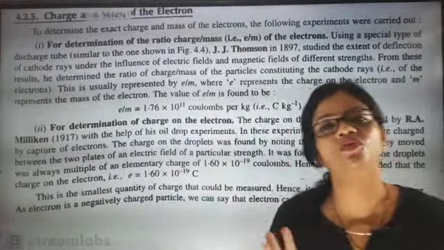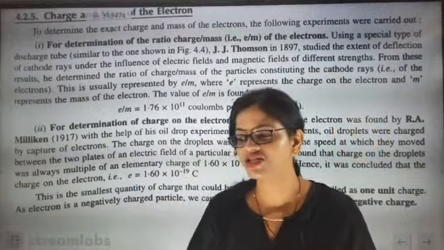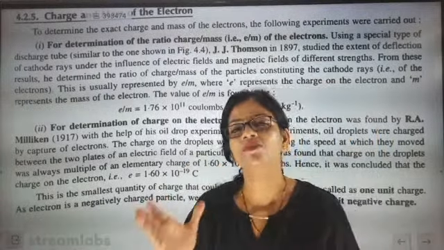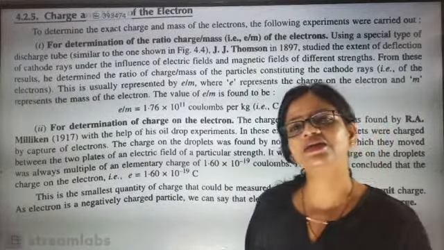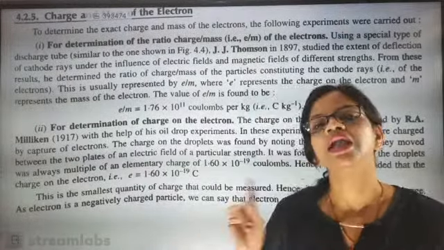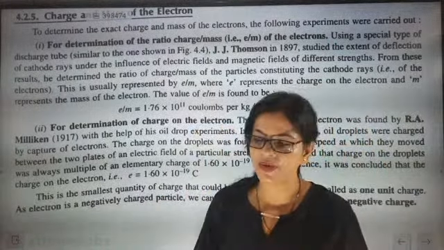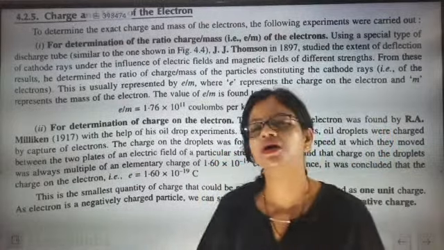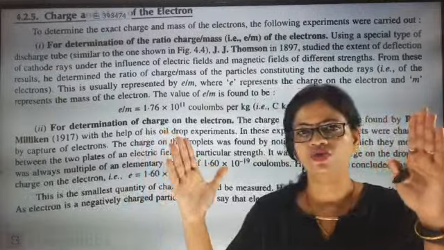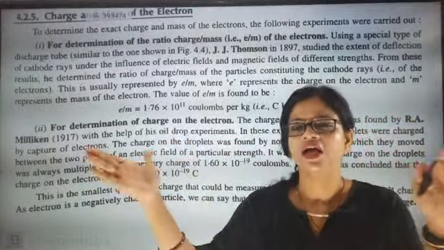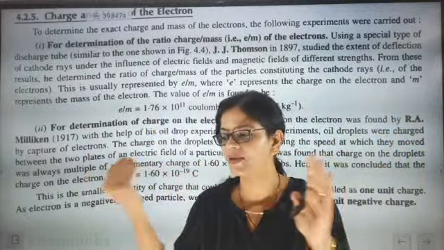Maybe you will forget the story of how this charge was found, but just remember the name of the scientist, Millikan, 1917. He did this experiment with oil droplets. The oil droplets were charged and allowed to move between two electric plates, and every time they kept changing the current strength.